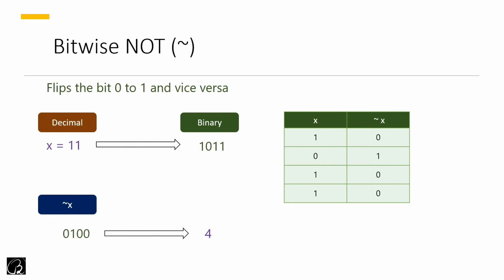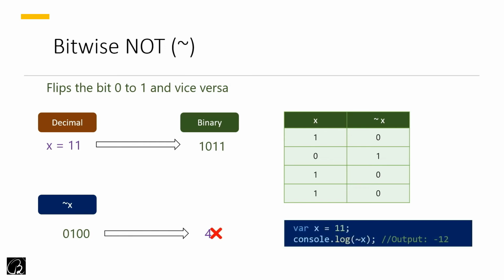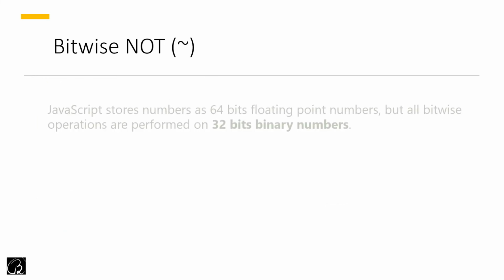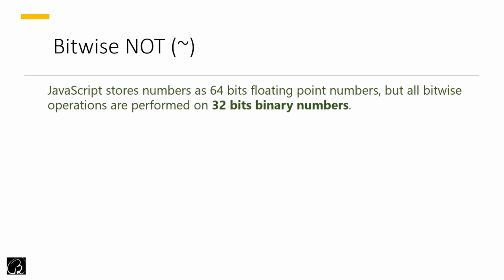But in real, if you try to do the same thing in the console, you will get a different result, not 4. You will get something like minus 12. Try doing it now. Now you might be thinking how we are getting minus 12, right? So in order to understand that, we have to understand how JavaScript stores numbers behind the scenes. So that is something we have already discussed, right? JavaScript is storing numbers as 64 bits, that is nothing but a double precision floating point number, right? But all bitwise operations are performed on 32 bit binary numbers only.